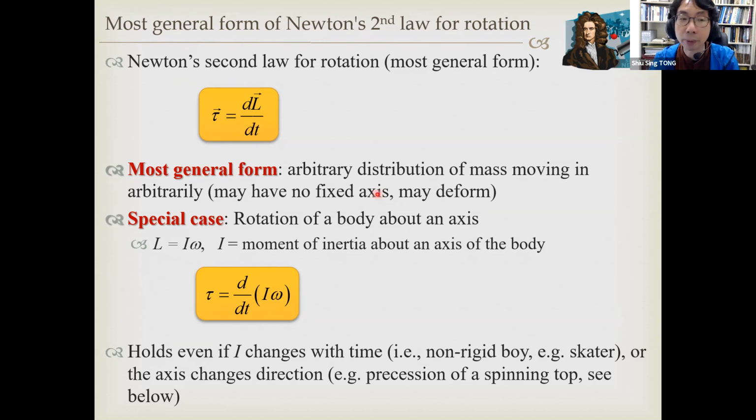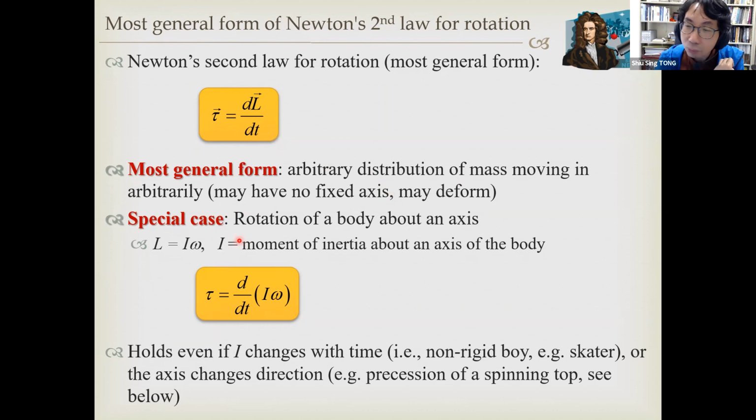So that becomes very beautiful. And it is actually the most general form. It applies for arbitrary mass distribution moving arbitrarily. Even if you don't have a fixed axis of rotation, even if you are talking about a system of air molecules moving randomly, they may not have a given axis of rotation. Even if the particles are moving in a very complicated way, you can still apply this equation. So you see how powerful this equation is.